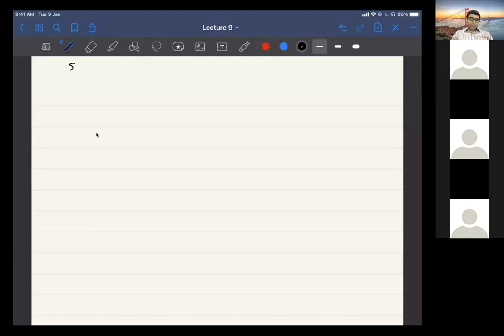So the language is 0^n 1^n, n is greater than or equal to 0, okay? And we know that a PDA has how many things? So let's suppose this is a PDA. It must be Q, sigma, gamma, delta, the starting state, and F.